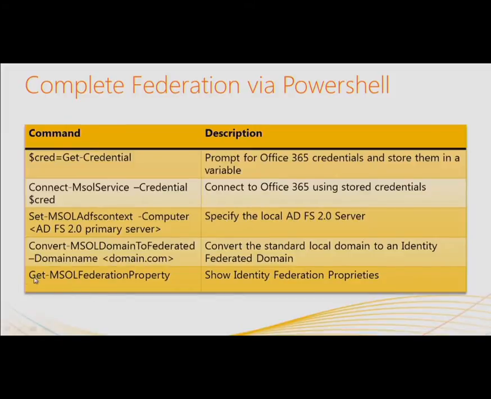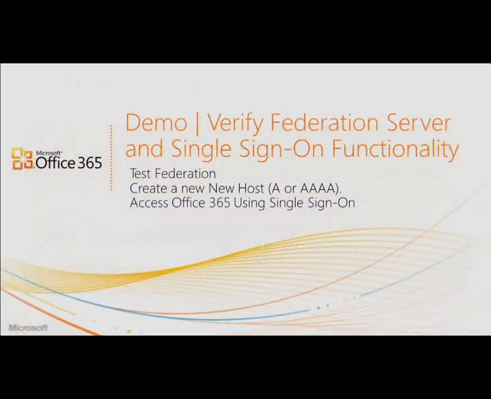If everything goes in the right direction, we can check that federation is working correctly with this particular command: Get-MsolFederationProperty and then the name of the domain that we want to check, for example contoso.com. We will have a list of all the endpoints, the type of federation in place, whether federation is running, and so on, directly inside the PowerShell window. So the results will show federation working.